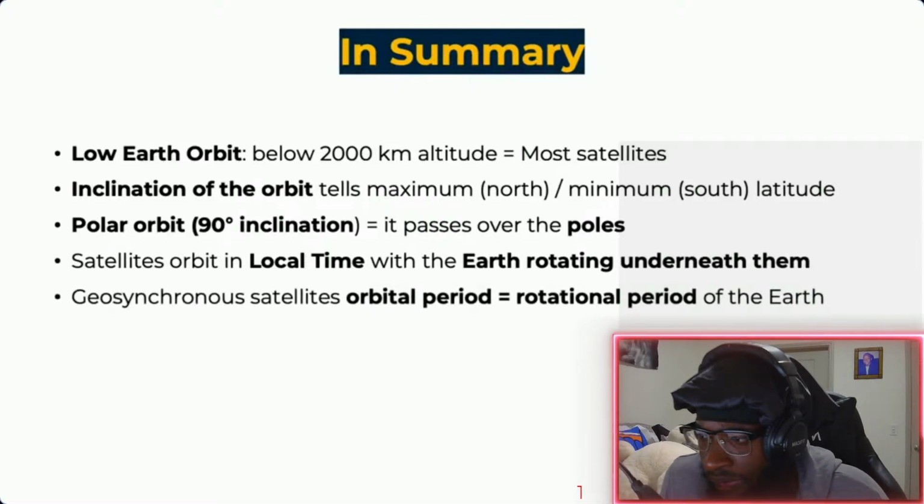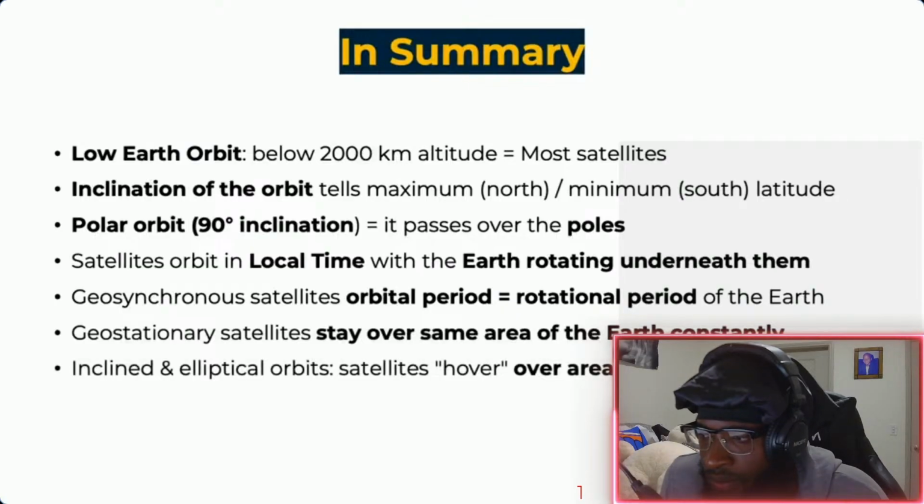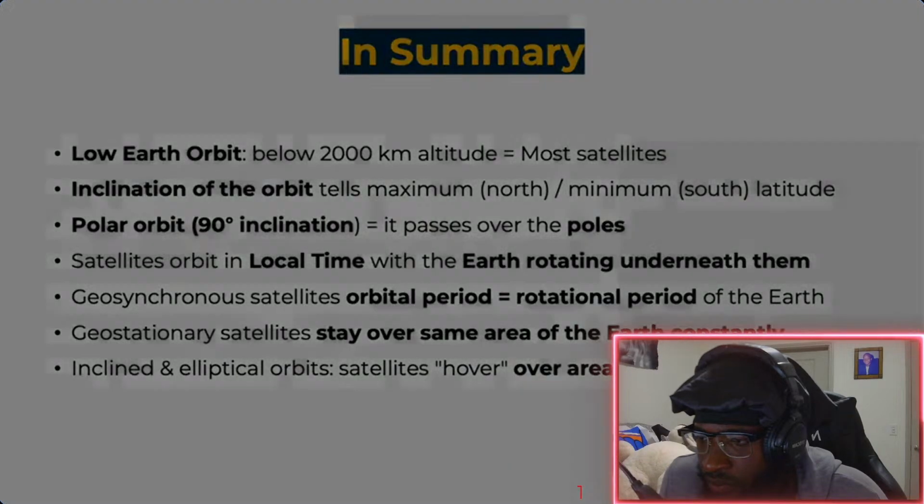Geosynchronous satellites have an orbital period that is exactly equal to the rotational period of the Earth, and that allows them to stay over a fixed location, roughly a fixed location on the Earth constantly. And then you can incline those geosynchronous orbits and you can make them elliptical, and that allows you to sort of hover over a spot that's not at the equator, so you can get good coverage at that location.